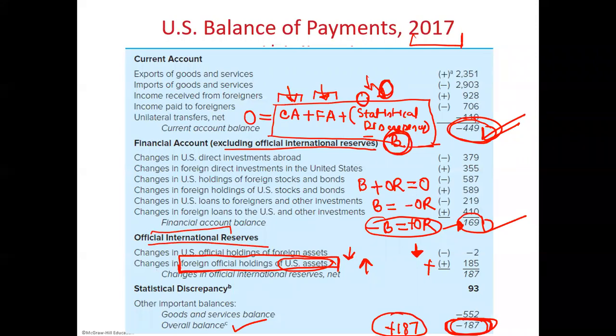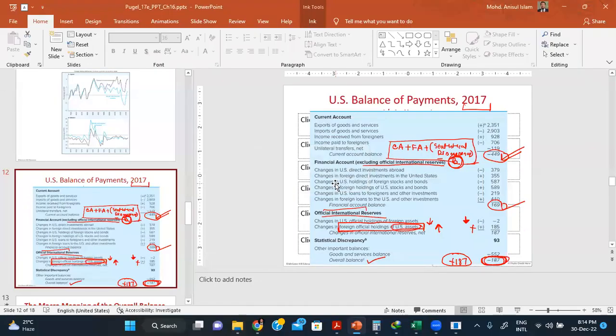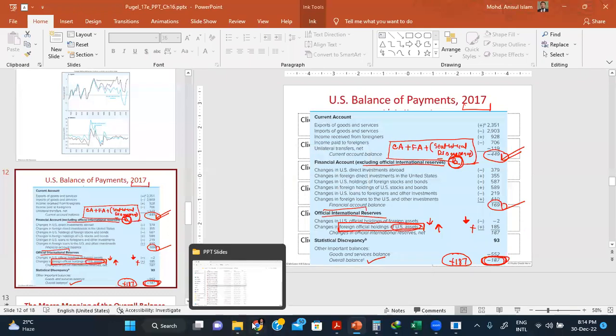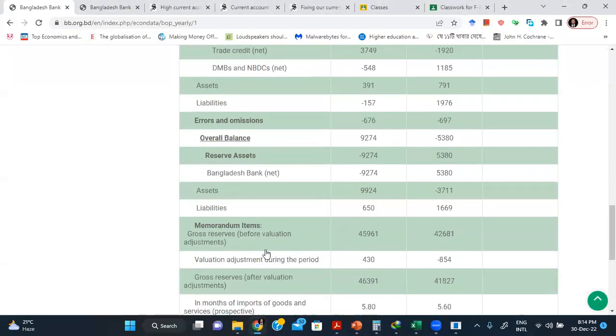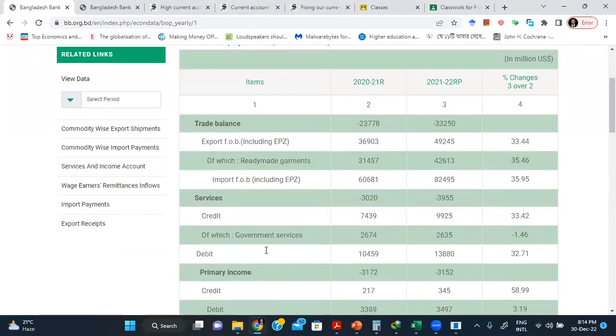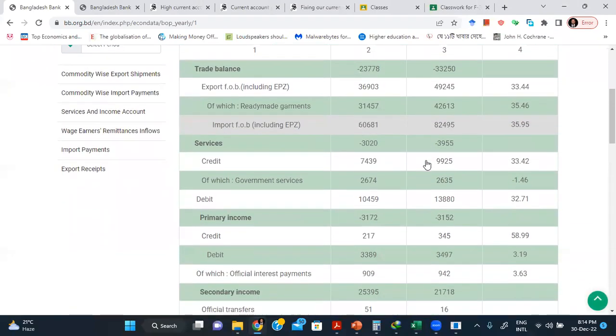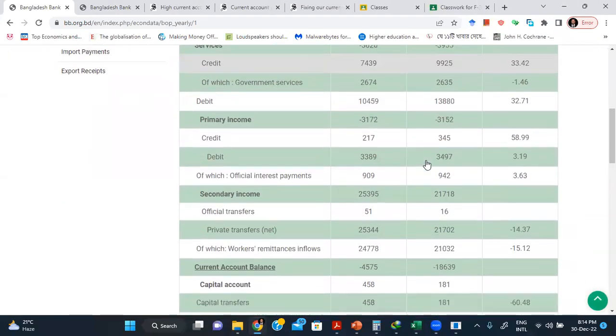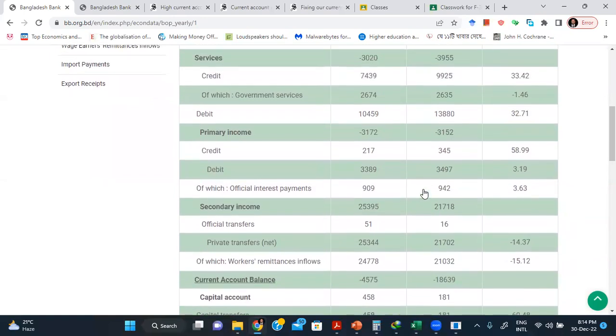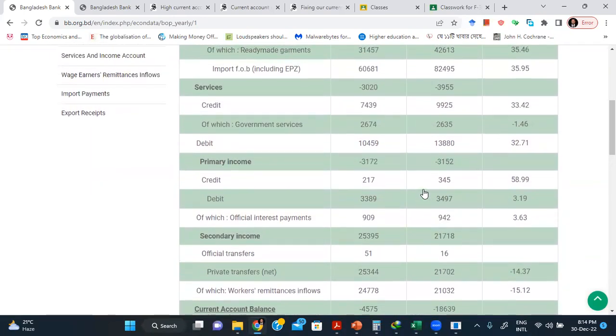Now, you need to verify what is happening to our balance of payments. Let me check it. Do you see the current account balance from the Bangladesh balance of payments from this part?